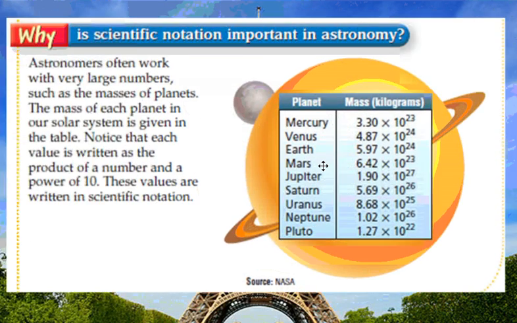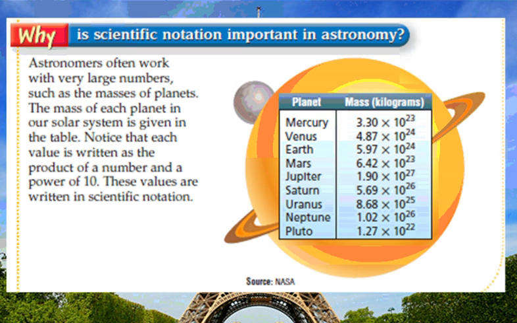It says astronomers often work with very large numbers, such as masses of planets or distance to planets. The mass of each planet in our solar system is given in the table to the right. Notice that each value is written as the product of a number and a power of 10. These values are called scientific notation. So you might see something like this when you're dealing with science.